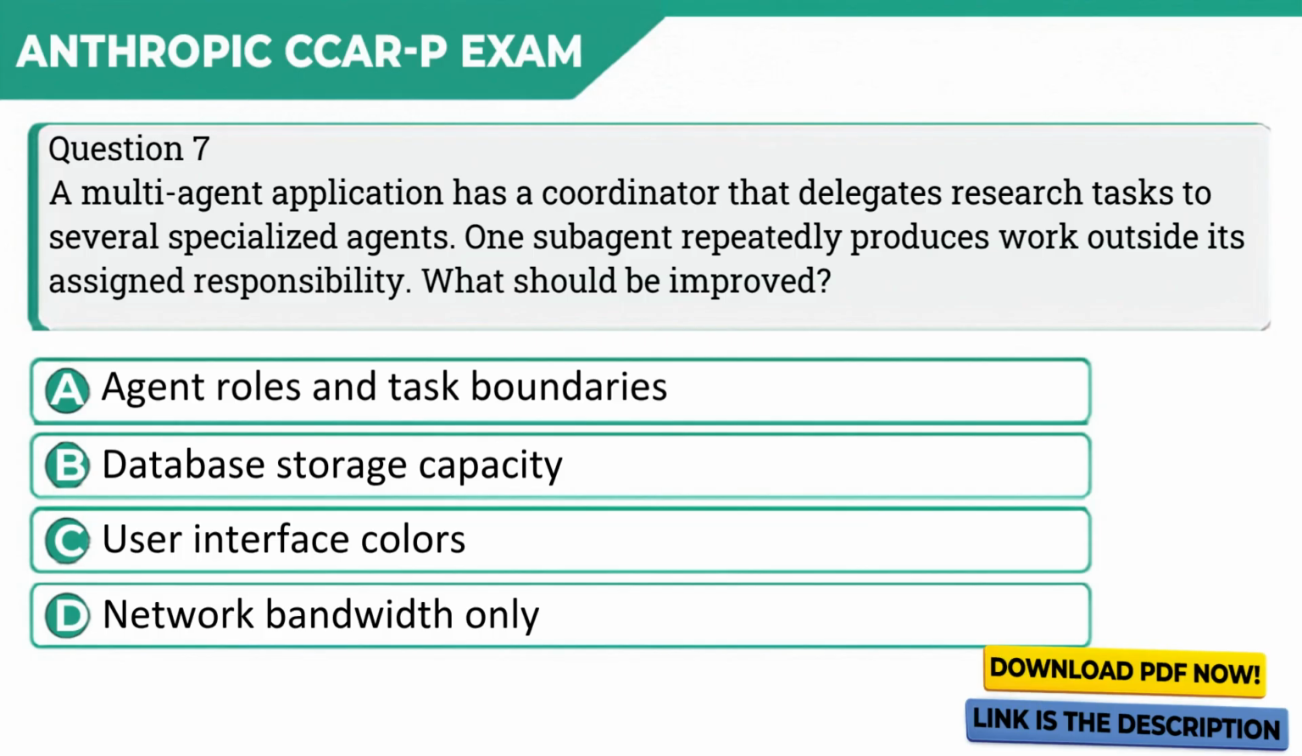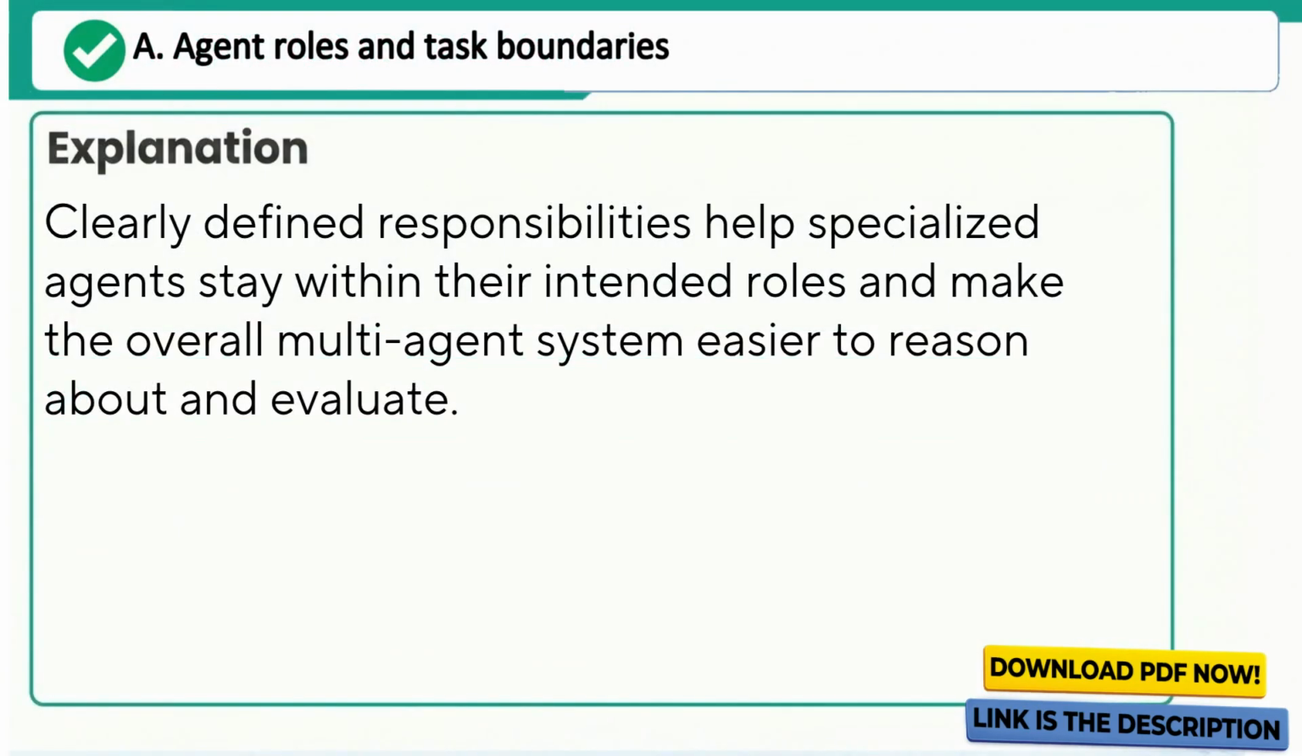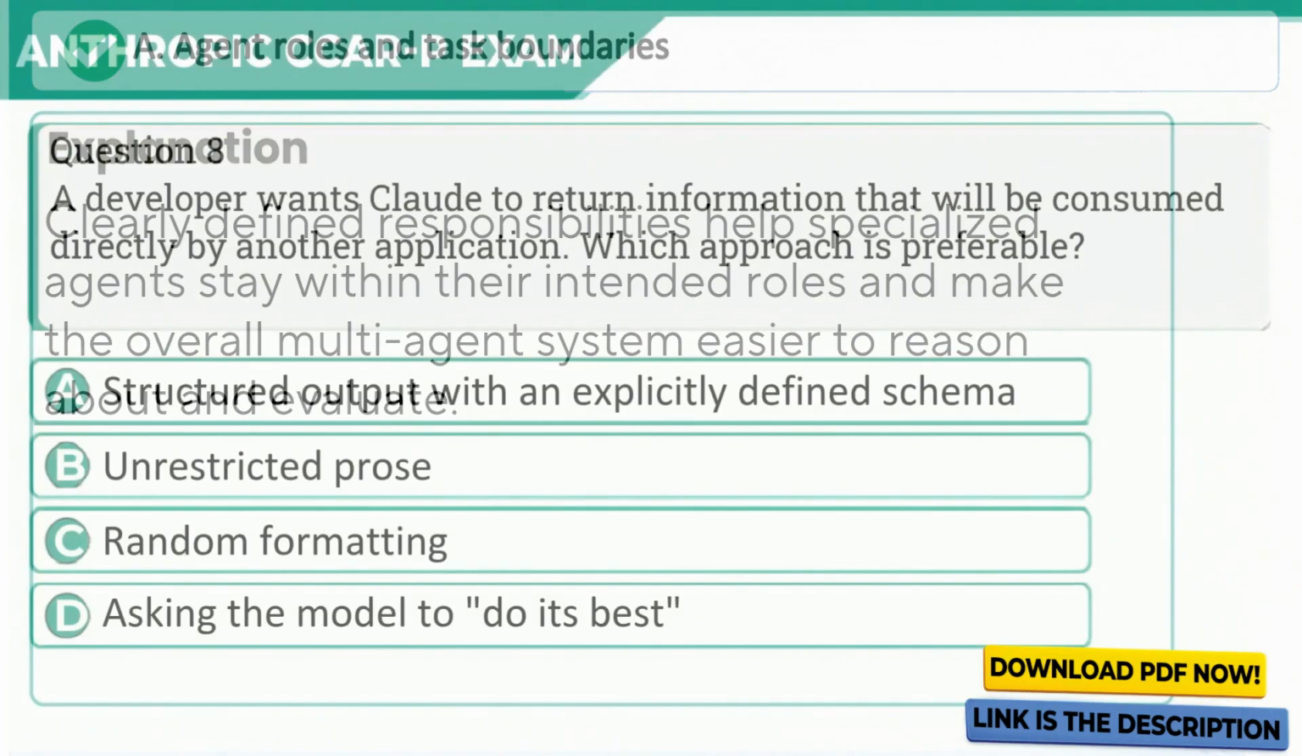A. Agent roles and task boundaries. B. Database storage capacity. C. User interface colors. D. Network bandwidth only. Correct answer: A. Agent roles and task boundaries. Explanation: Clearly defined responsibilities help specialized agents stay within their intended roles and make the overall multi-agent system easier to reason about and evaluate.